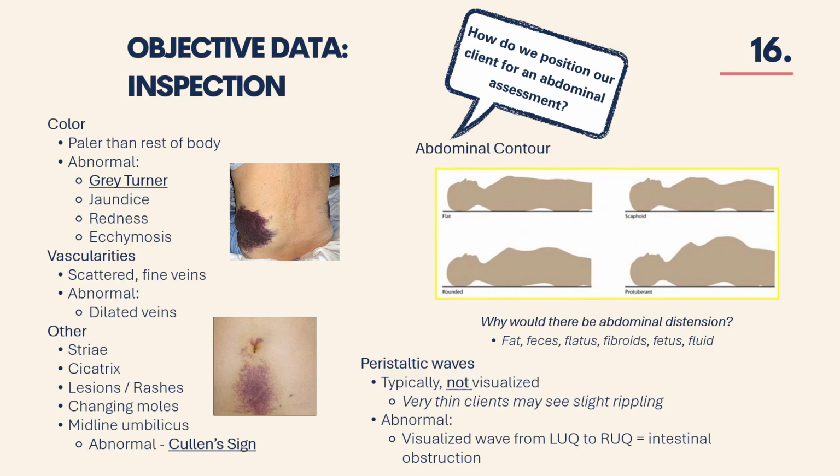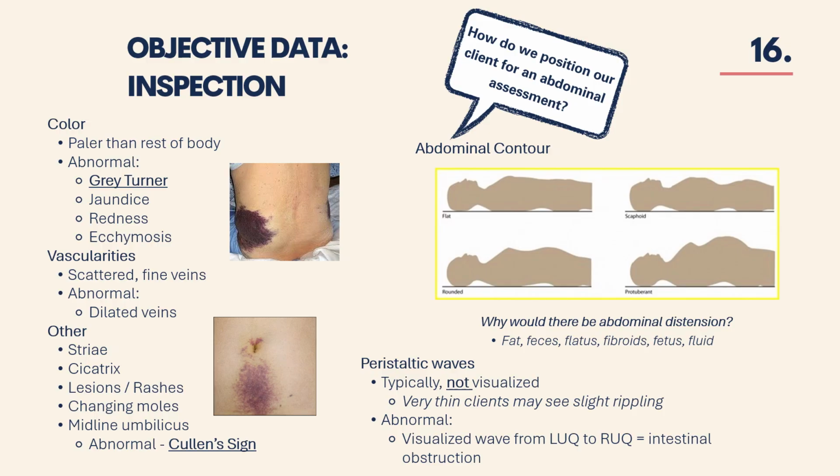Ecchymosis, you may see there's two different quote unquote signs. So you may see what we call Grey Turner. That's going to be that top image where they're having this flank bruising. So this is going to be the bruising on the side of your body between your ribs and your hip, which is what we call the flank area. This may happen if you have a bleed in the back of your stomach, and it can also be seen with acute pancreatitis.